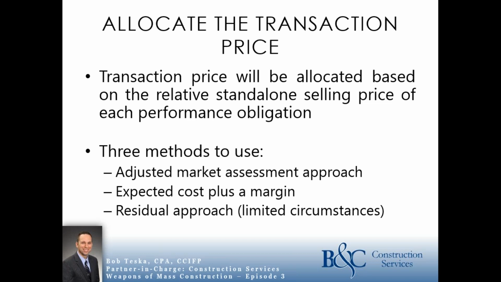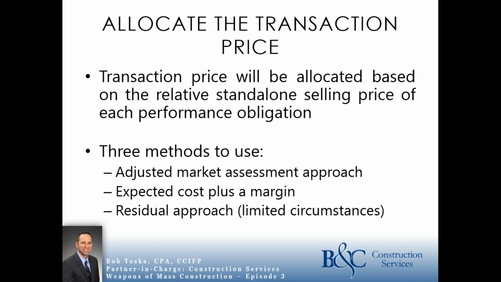So transaction prices are going to be allocated based on the relative standalone selling price of each performance obligation. So this is only an issue if you have more than one performance obligation. Again, if you're just the sheetrock guy, you have one performance obligation, essentially you skip this step, right? There's nothing to allocate. Everything's allocated to the one performance obligation you have. But for those that have multiple performance obligations in the contract, they're going to need to allocate it.